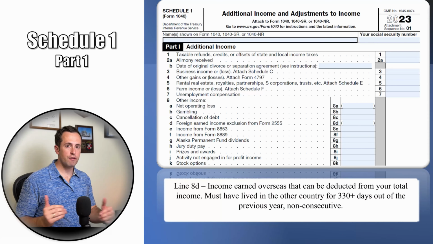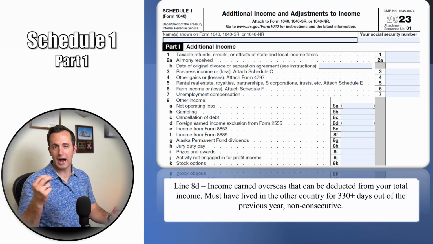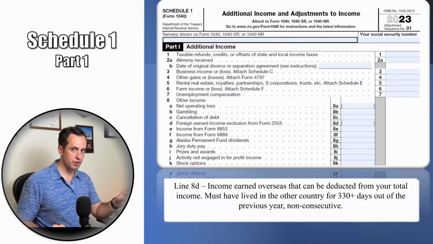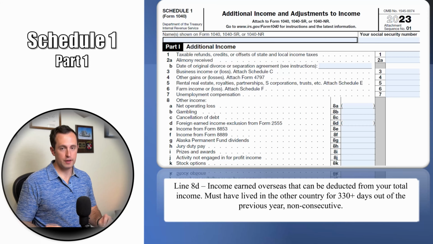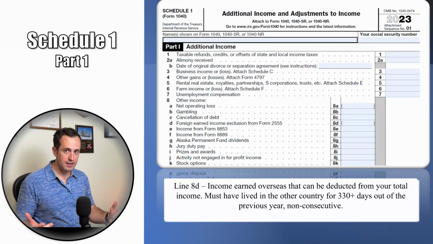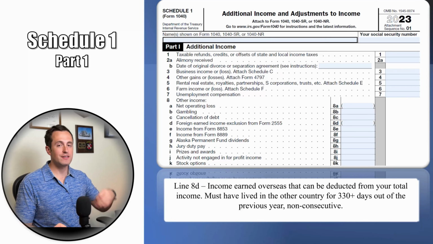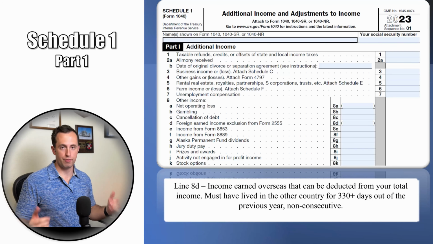8D. Basically, this is income that was earned overseas. It can be deducted from your total income that is paid to the IRS if you lived in that foreign country for 330 plus days over the previous calendar year. Now, those do not have to be consecutive days, but you do have to have actually lived in that other country for greater than 330 days.